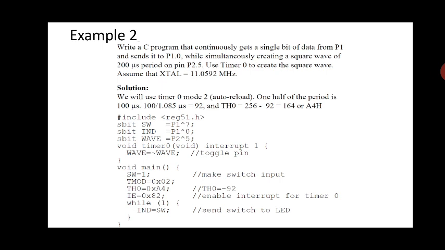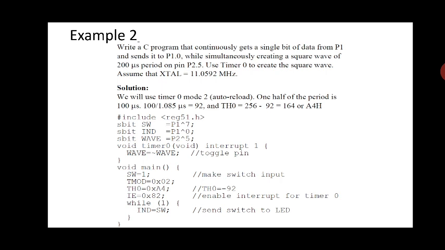Since we can use any of the timers, we use timer 0 in mode 2, which is the auto reload condition, as we have discussed in the previous module. We take one half of the period, because what is a square wave? The full square wave is 200 microseconds, so let us consider half of this, 100 microseconds.